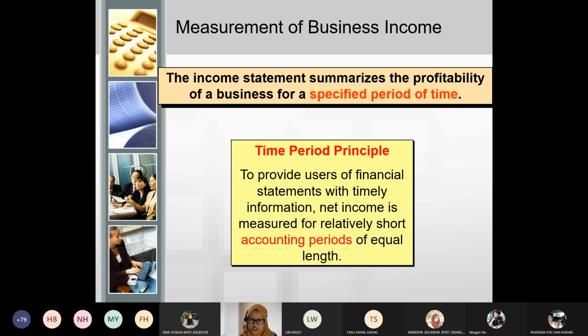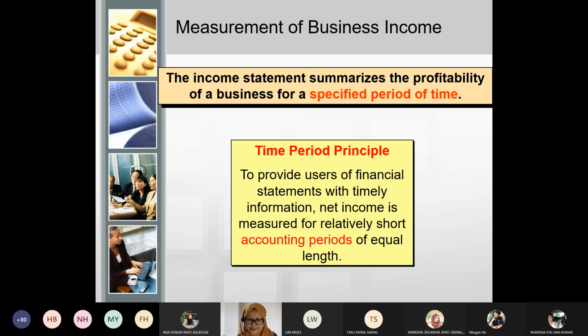To provide timely and meaningful information to the users of the financial statements, the company and the business operation report have to be divided into a specified time period. The financial statements, usually we prepare monthly if there are so many transactions. But some companies do it quarterly, half yearly, and also annually.